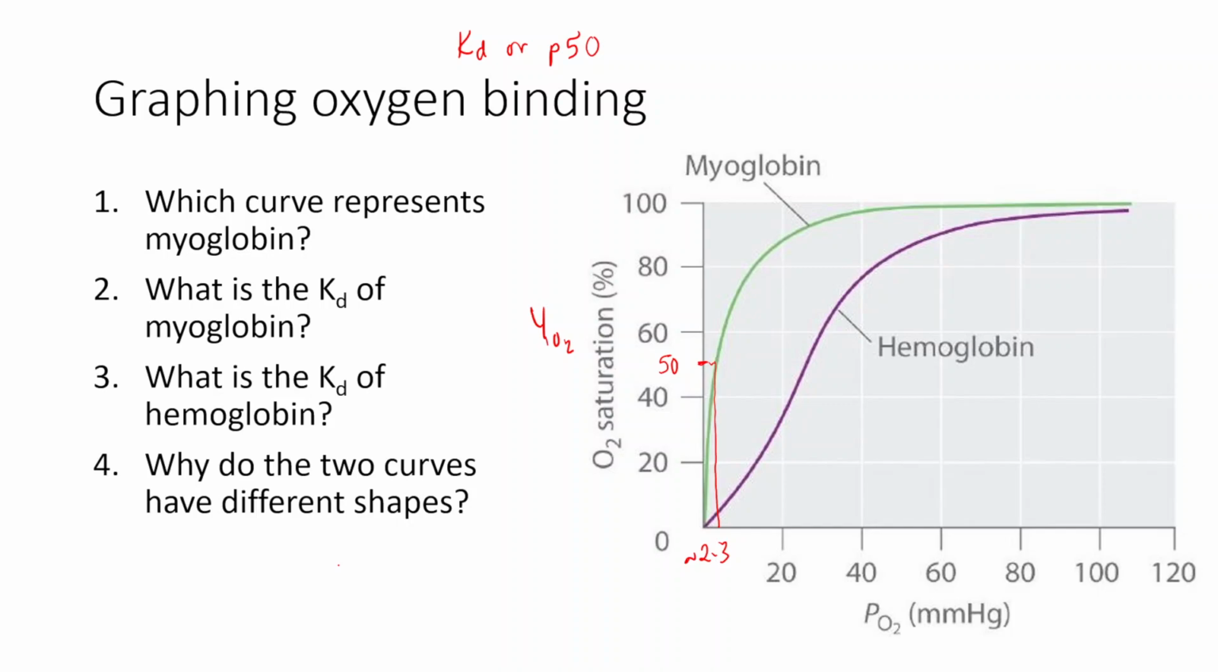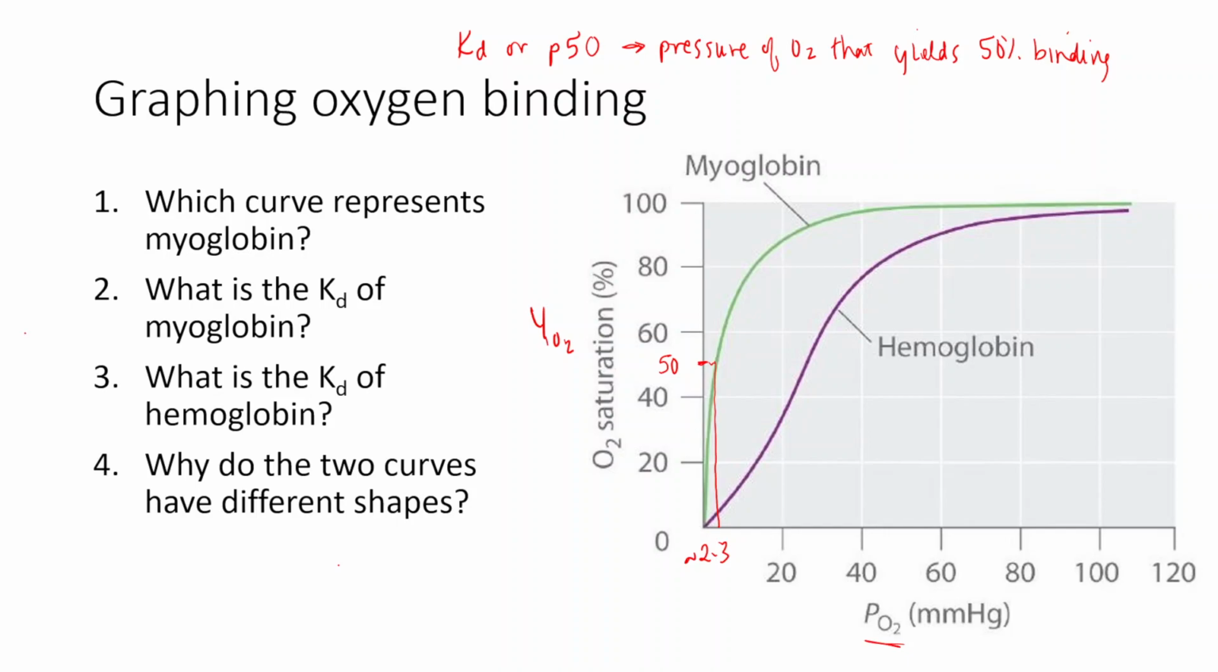So the P50 refers to the pressure of oxygen that yields 50% binding. That's why it's P50, right? And that's the same thing as the KD. The KD is the pressure at which you get 50% dissociation, which is also the same as 50% binding. So when you're halfway full, you are at the KD or the P50 in terms of how much oxygen you have in the environment, which is on your x-axis.